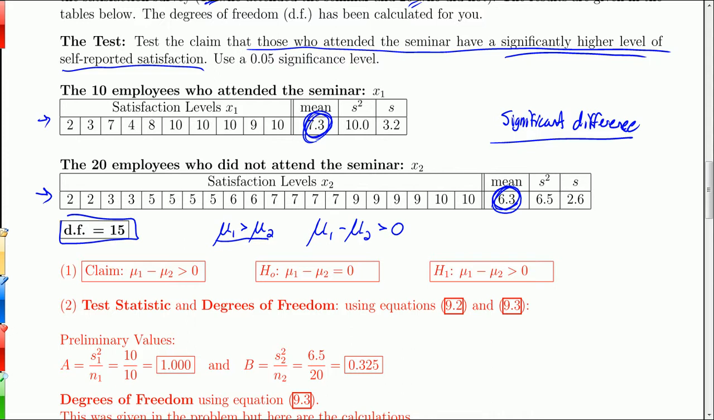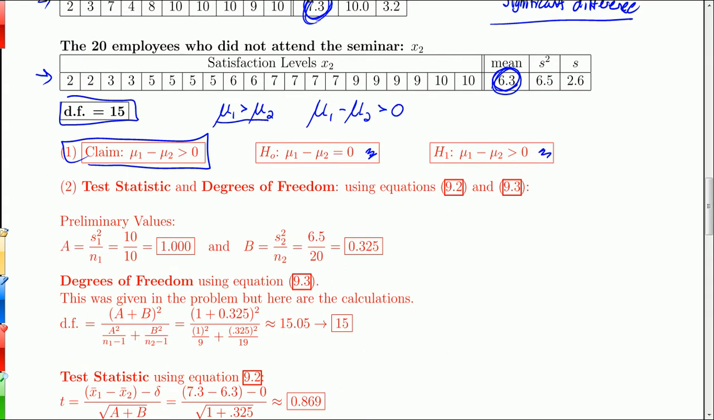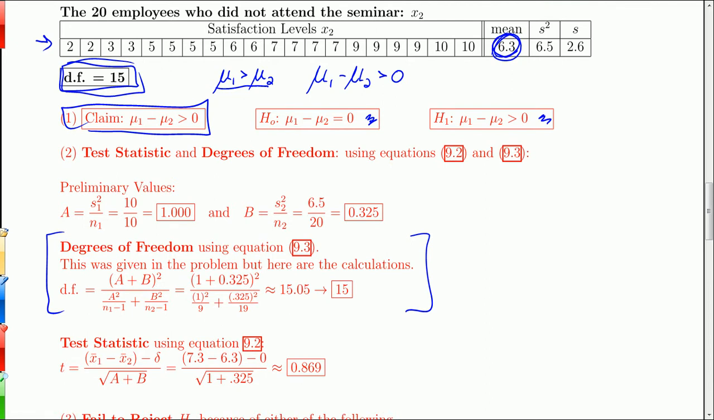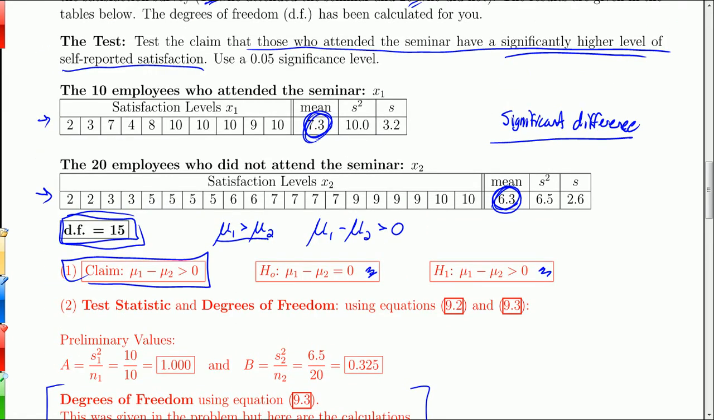So we go to the null hypothesis. So that's our claim. The null hypothesis gets equality, and the alternate hypothesis supports the claim. And we need to get the test statistic and degrees of freedom. The degrees of freedom, which is all this nasty stuff, has already been calculated for you. It's 15. And the test statistic using equation 9.2 is here. And we have all these. The x1 mean is up here. It's 7.3.